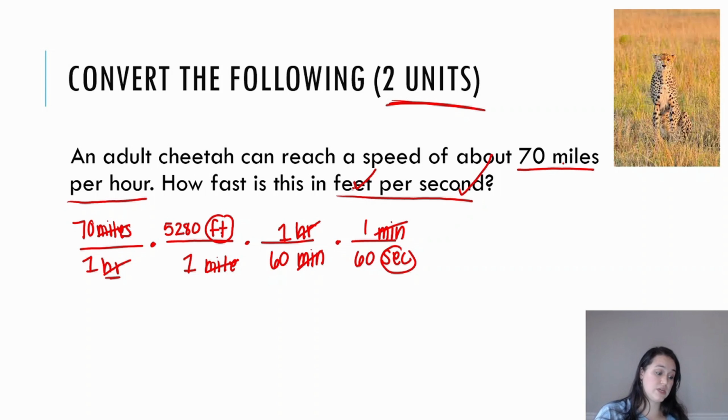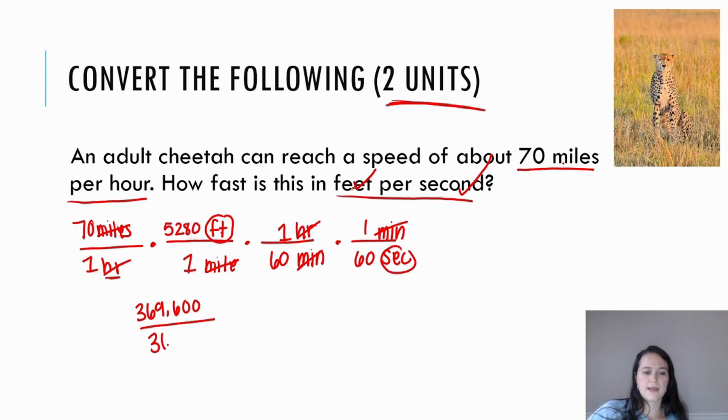All right, I'm going to go use a calculator for this one. This is going to be a larger number. I'm going to do 70 times 5,280. So that's my numerator, because times 1 doesn't do anything. So I've got 369,600. That's my feet. Now on the bottom, I've got 1 times 1 times 60 times 60. So just 60 times 60, which is 3,600.